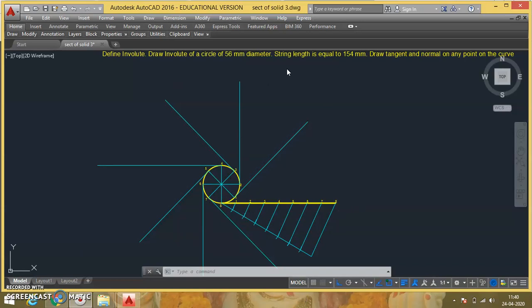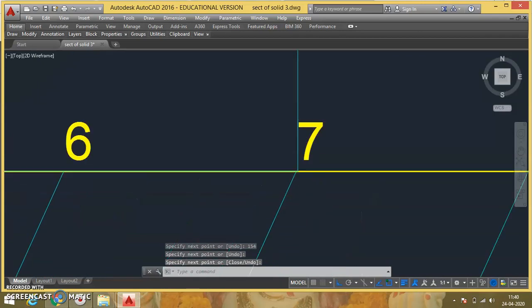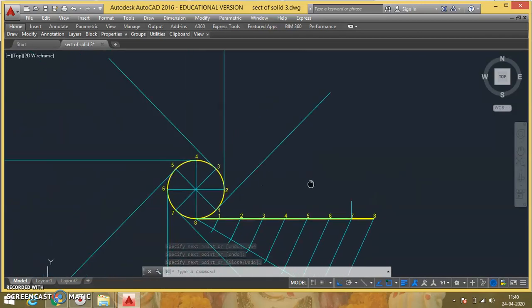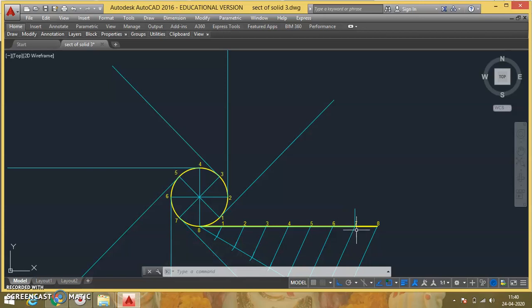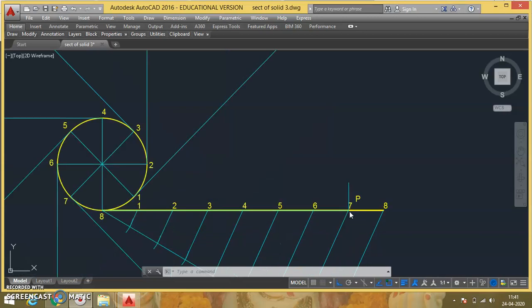Now the length of the string given is 154. So what I'm going to do here is draw a line of a length of 154 only. I'll go to the line command, start from here. You can just measure that length as 154. So you got that line here, exactly. Now if I consider this point as the end of the string, I can call this point P. So this point we got is point P.